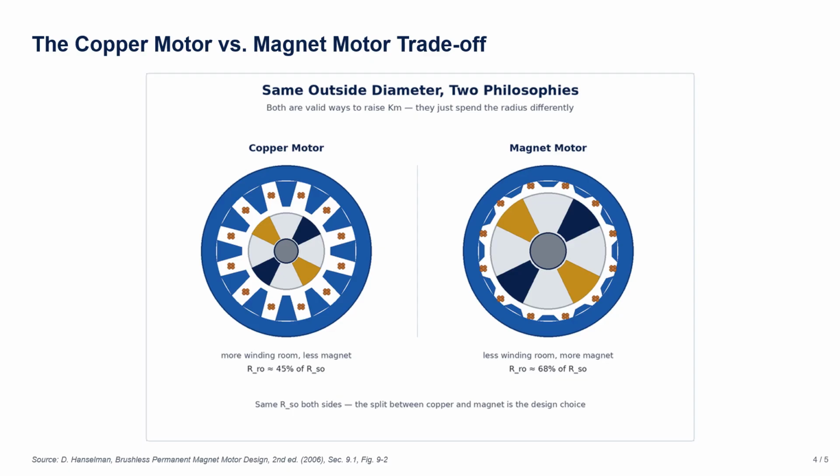Neither philosophy is wrong. They're two different ways of allocating the same physical radius, and Km is precisely the metric that lets you judge which allocation actually wins for a given design goal.